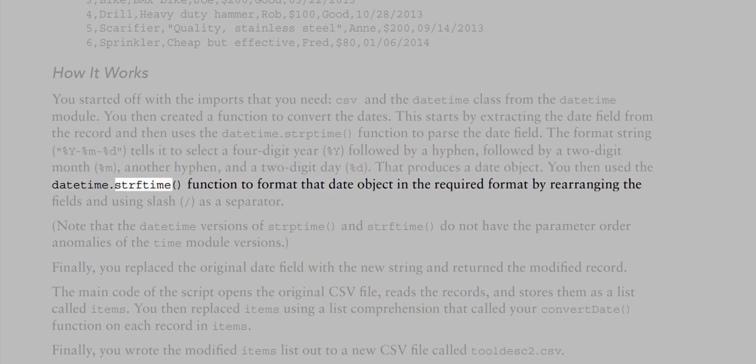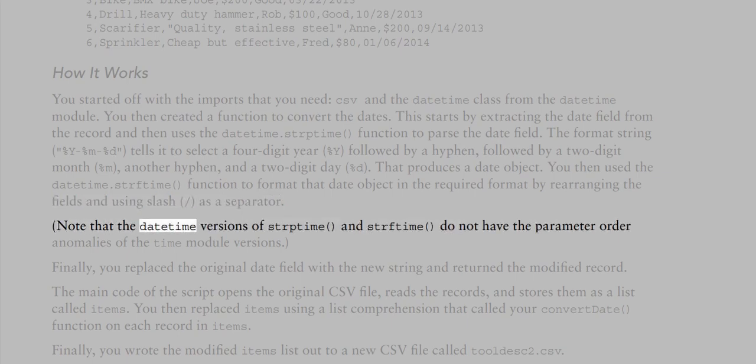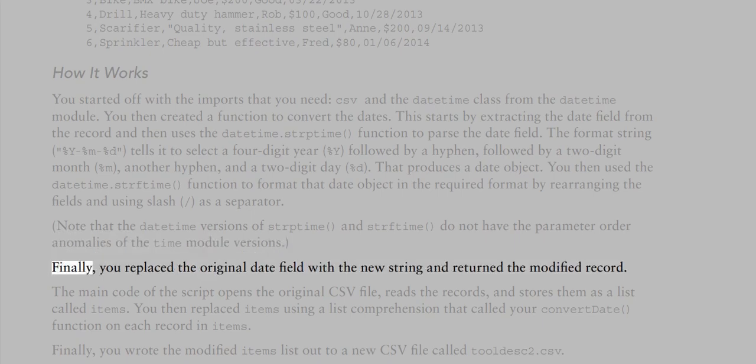You then use the datetime.strftime function to format that date object in the required format by rearranging the fields and using / as a separator. Note that the datetime versions of strptime and strftime do not have the parameter order anomalies of the time module versions. Finally, you replaced the original date filed with the new string and returned the modified record.